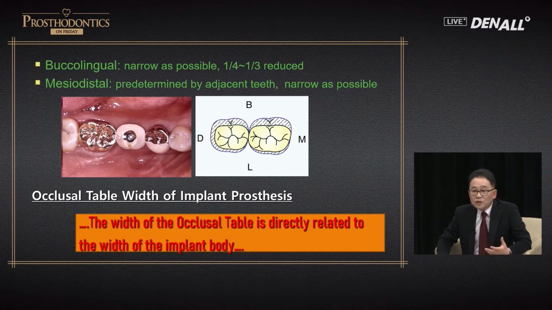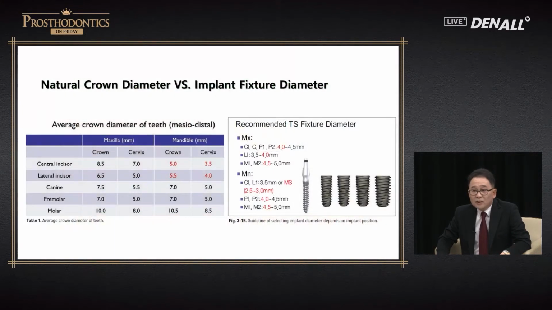As you know, the width of the occlusal table is directly related to the width of the implant that is placed. Limited to the posterior region, the implant diameter should be at least 5 millimeters. These days, 6 millimeters is also available. Then we can make appropriate emergence profile. And the mesiodistal width would be appropriate even though the occlusal table is reduced in size.